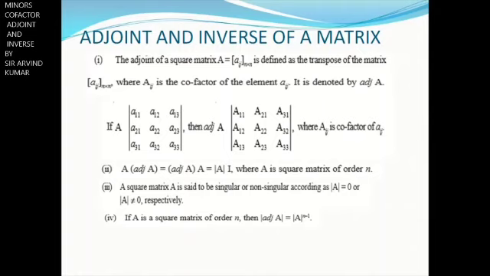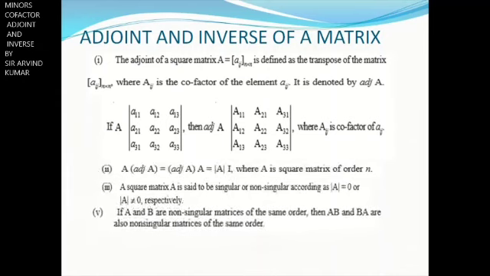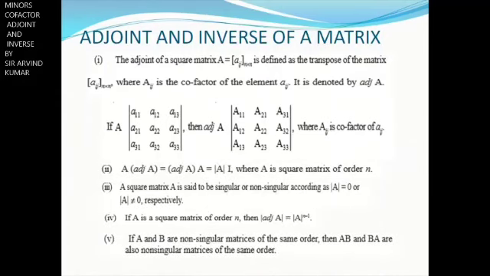We have many questions based on this particular concept. Suppose the determinant of a matrix A is 5 and it is 3 by 3, then the determinant of its adjoint will be 5 raised to the power 3 minus 1, that is 5 squared, that is 25. Now if A and B are two non-singular matrices of the same order, then AB and BA are also non-singular matrices of the same order.